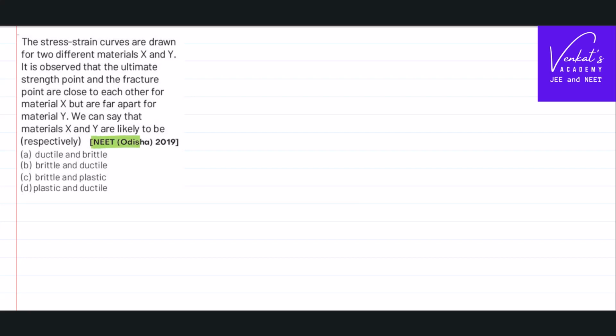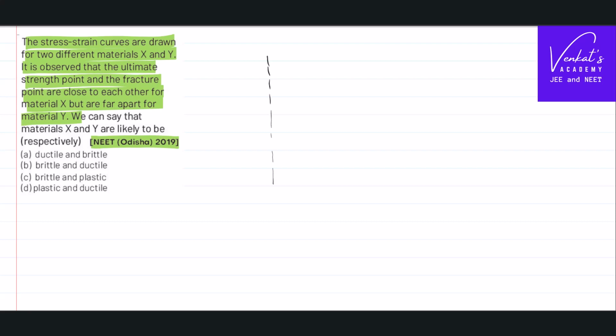NEET 2019 question from Mechanical Properties of Solids. The stress and strain curve is drawn for two different materials X and Y. Observe that the ultimate strength point and fracture point are close to each other for X, but far from each other for material Y. Let's stop there and see what this is meant to say.